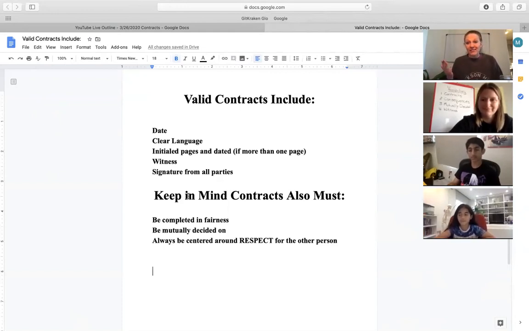We mentioned that if it's a kid-to-kid contract, that it's really important that a person of authority is the witness. And then a signature from all parties saying that we feel that this is fair and we want to follow through with these rules. And then I added a couple things that aren't needed on all legal contracts, but we're talking more about behavior contracts, so I thought these were important to talk about.